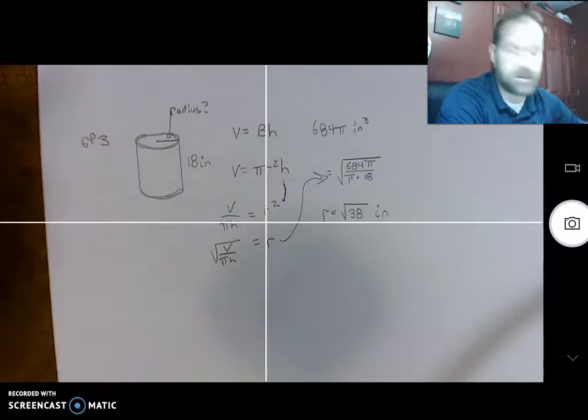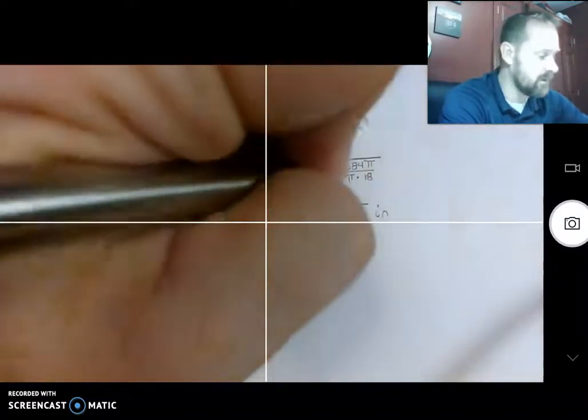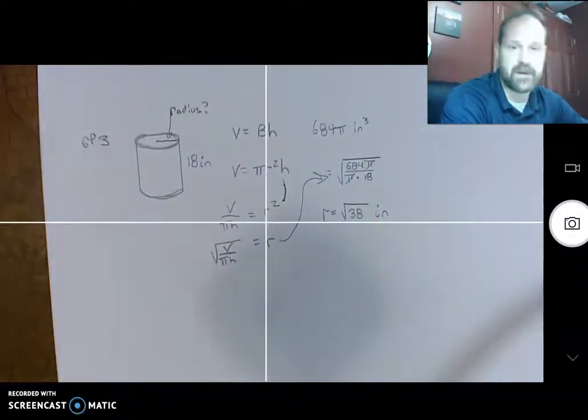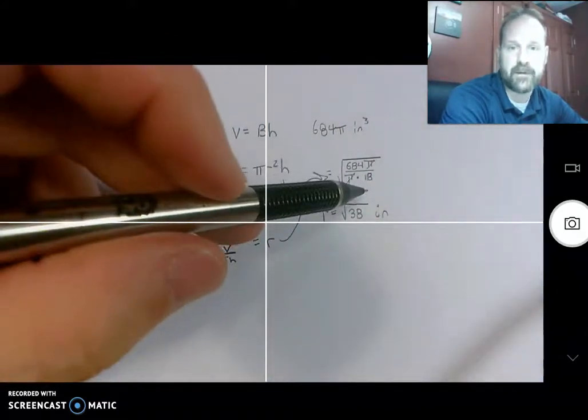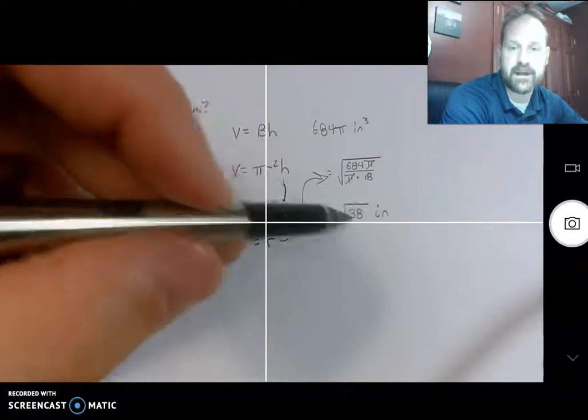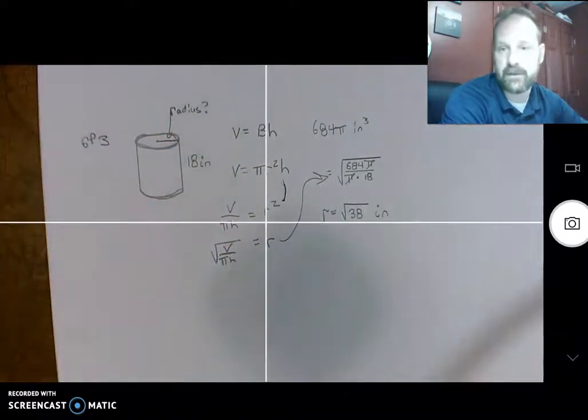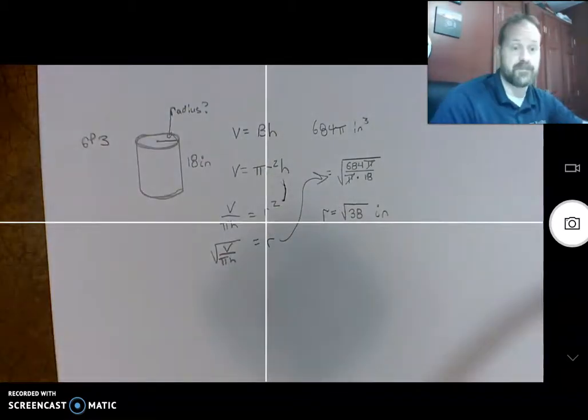So plugging the parts where they belong right here, this is volume, and then notice the units pi, they cancel, they become 1. And then 684 divided by 18 is 38. 38 is not a happy number, so we can't go any further. If I divide by 2, it's 19. 19 is a prime number, can't go any further. So we can leave it in radical form, totally fine.